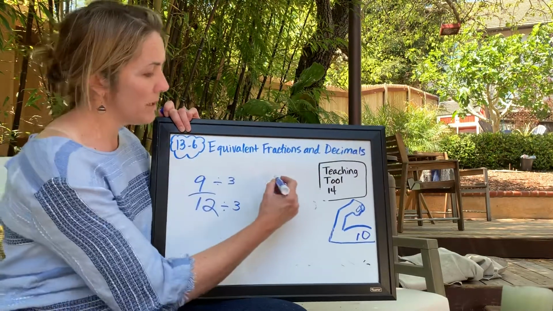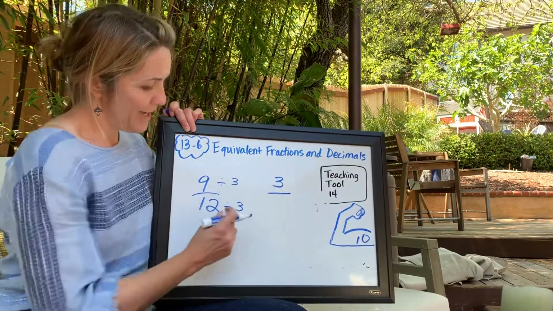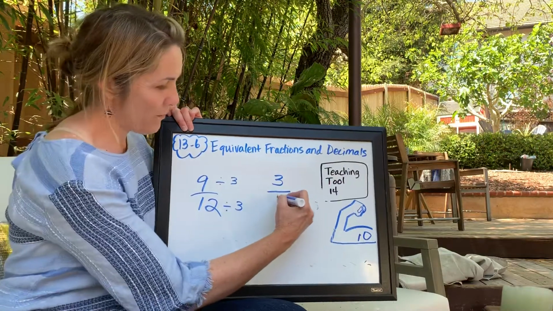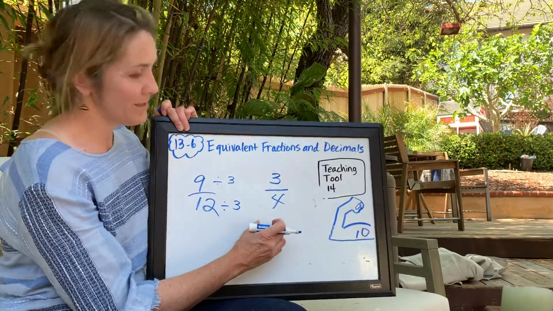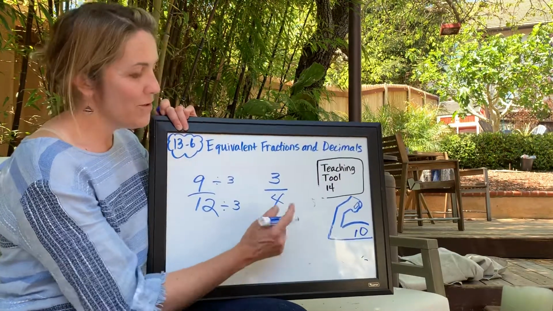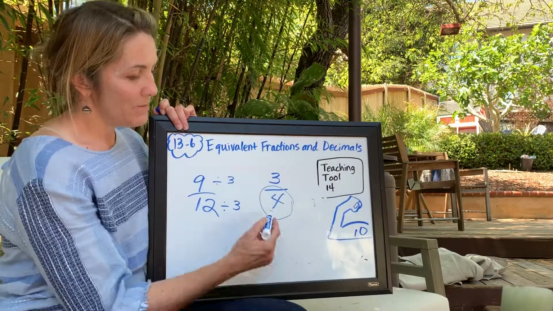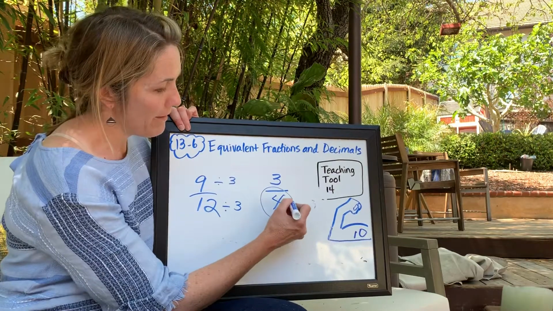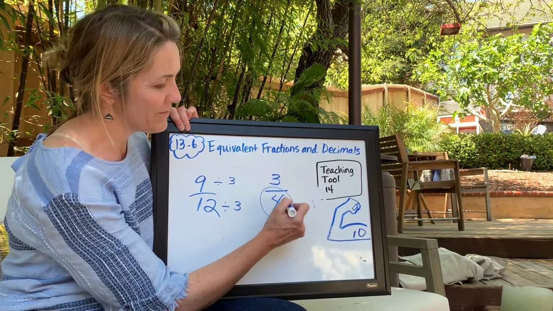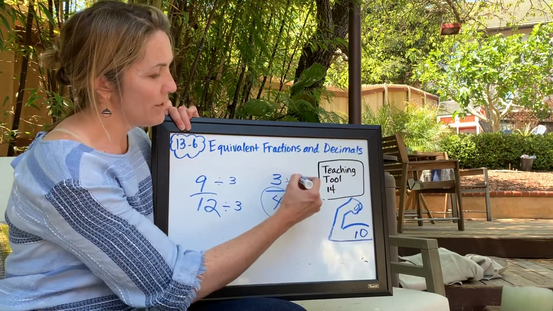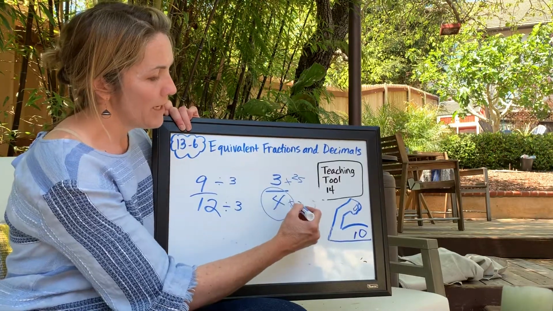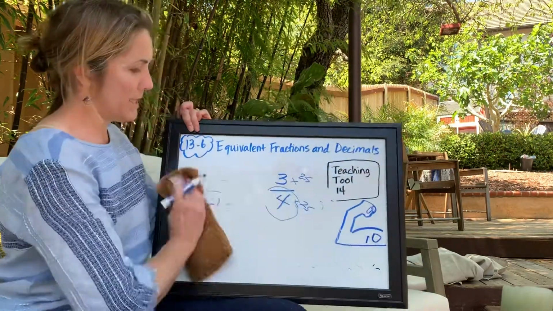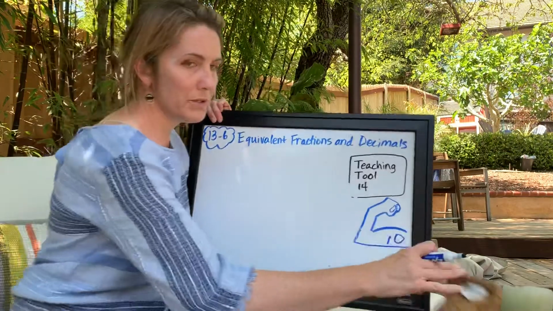So 9 divided by 3 is 3. 12 divided by 3 is 4. There you go. You've seen this before. Now you can use this denominator to multiply by a number to get it to a power of 10. And we decided that we could multiply these by 25. And the beautiful algorithm works like this. This is what you'll see your book do.